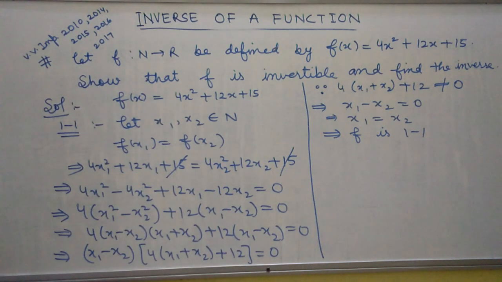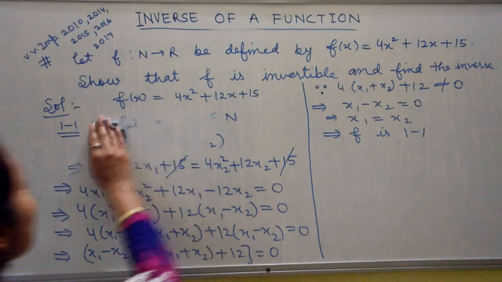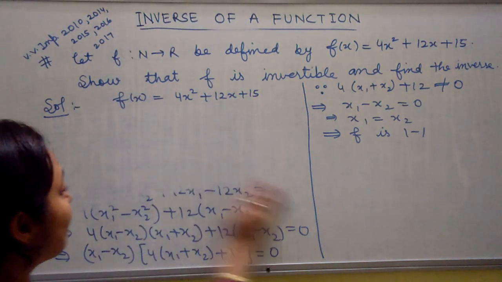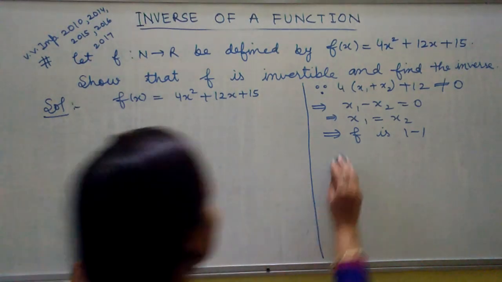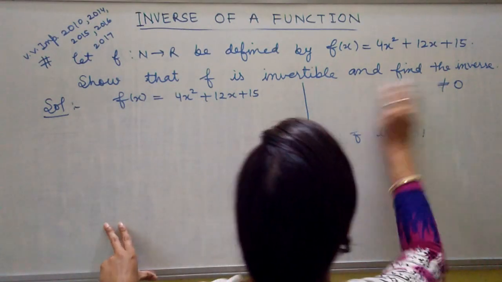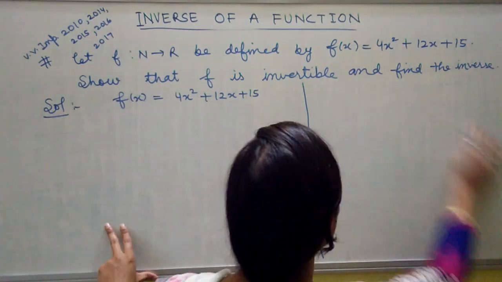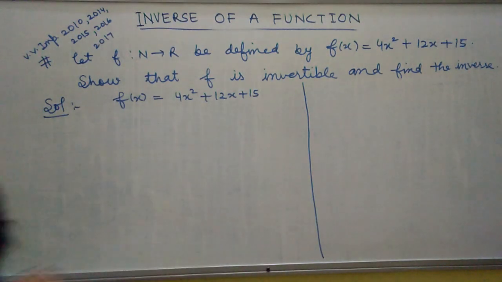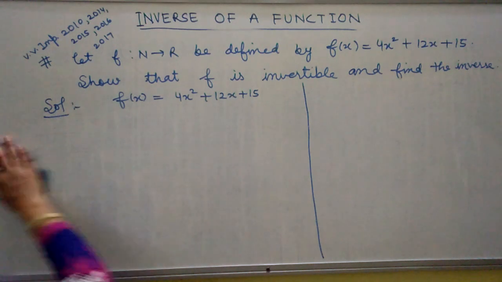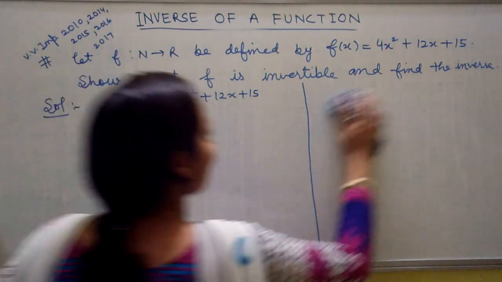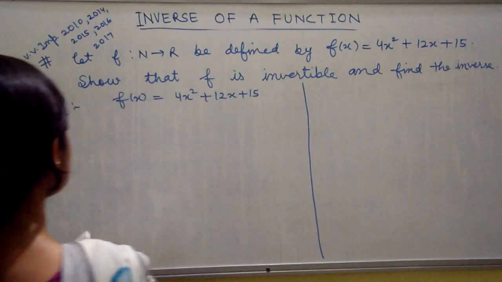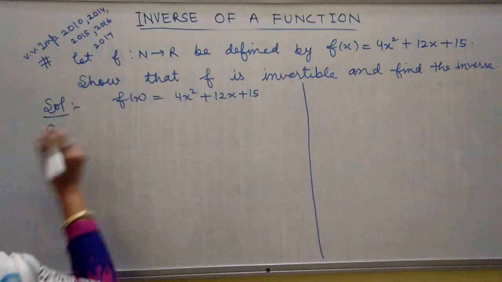Come to the onto. How we can find onto? For onto, I will take the quadratic formula because it is a quadratic equation. So we have to solve it by using the quadratic formula. So how can we apply the quadratic formula here and how can we solve the question? Come to the onto step.